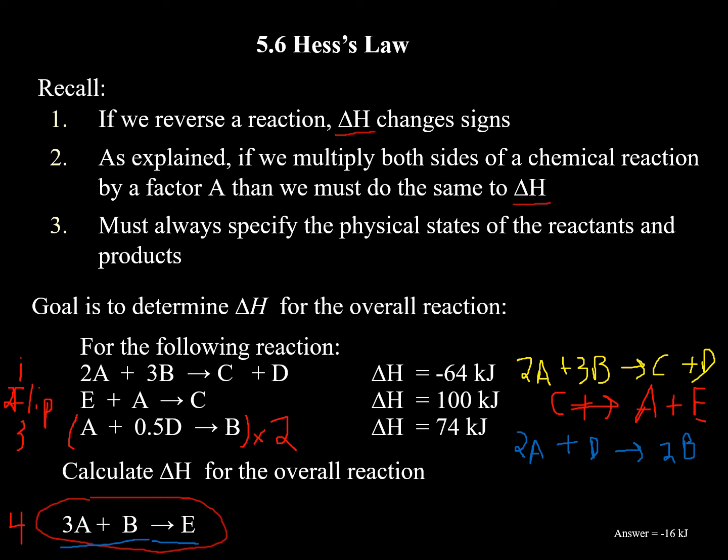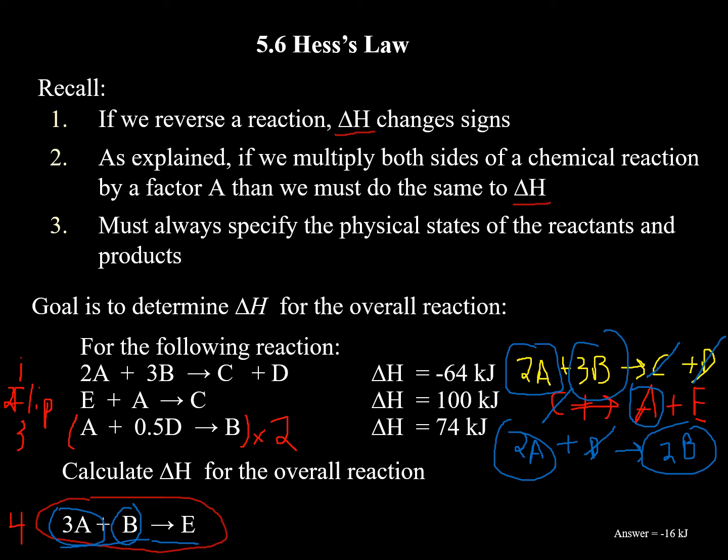We see here the C's will cancel, one on the right, one on the left. With the D's, we have one on the left, one on the right. With regards to the A, we have 4 A's on the left, and we have 1 A on the right. So that will give us our 3A. And with the B, we have 3 B's on the left, 2 B's on the right, which gives us an overall B on the left. So that's not the final answer.